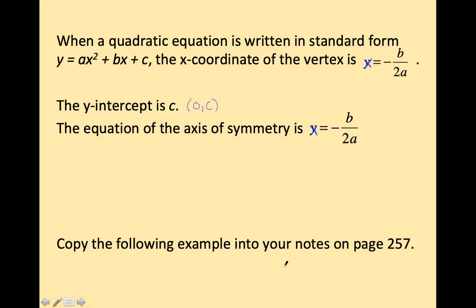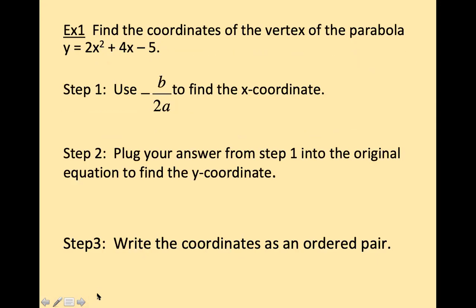All right, this next example, you're going to copy into your notes on page 257. All right, so we're going to try one of these. You should see some blank space on 257 on which to copy this. So it says, find the coordinates of the vertex of the parabola y equals 2x squared plus 4x minus 5. So pause your video and write that down, please.